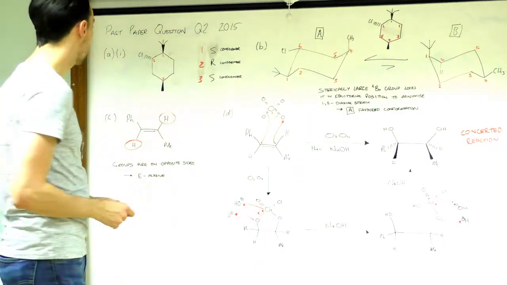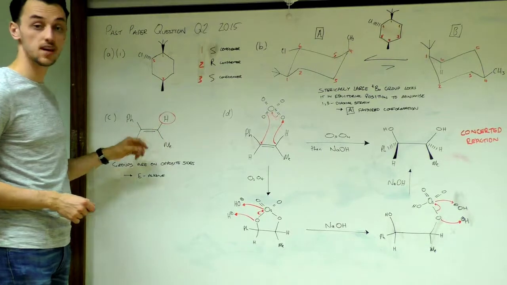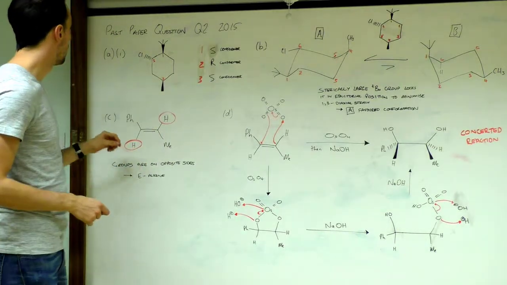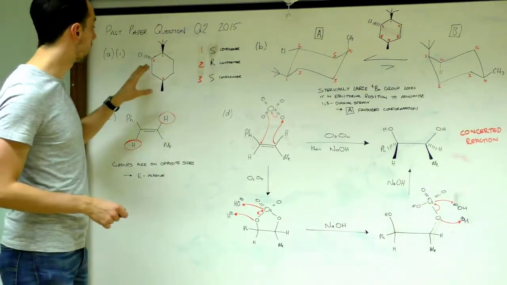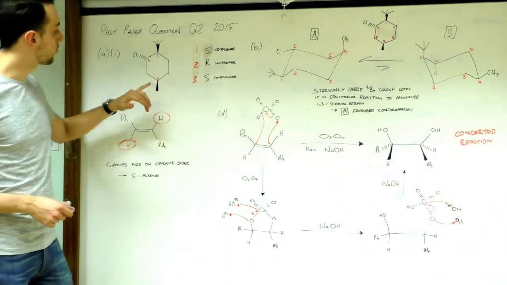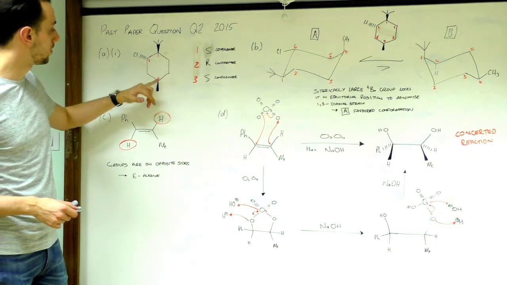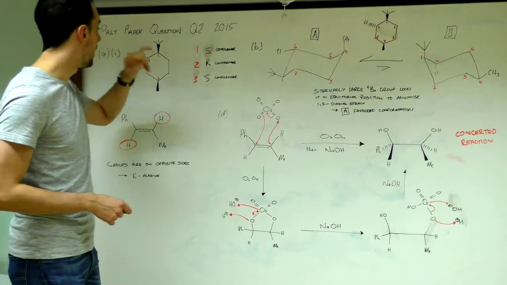Okay, so part A of question 2, 2015, this is an isomerism and stereochemistry question. First part is asking you to assign the configurations of the stereogenic centres. So I've labelled here centre 1, 2 and 3. You should be able to figure those out.